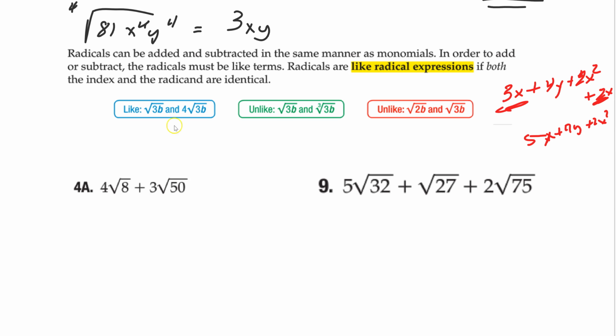The same thing goes for when you want to add radical expressions. Rad 3b and 4 rad 3b are the same because these are both 3b. But once I change the power, they're not the same. If I change the number inside of it, they're not the same. They have to be exactly the same, just like how x and x have to be added, but not x squared. So that's the idea. Break it down, and then the ones that are exactly the same, those are the ones you can add.